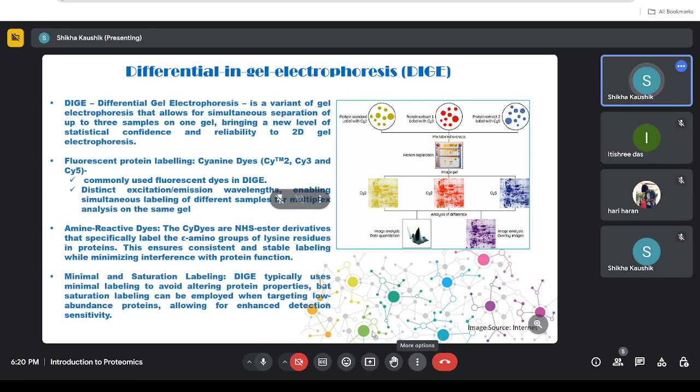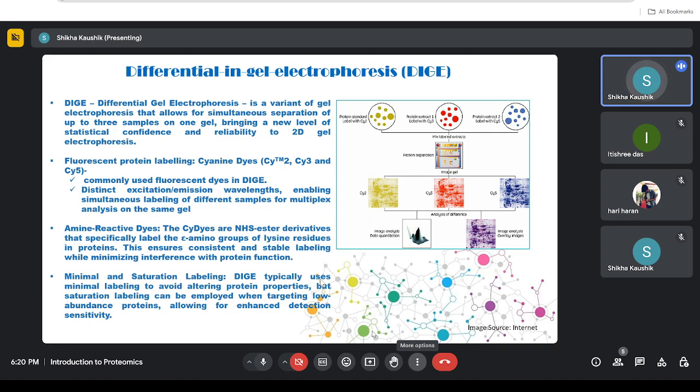But right now I'm just talking about the different dyes and different things that are used in DIGE. So the next one is the amine reactive dye. These are the cyanine dyes that are NHS ester derivatives, and they specifically label the epsilon amino group of the lysine residue in the protein. So this ensures consistency and stable labeling while minimizing any kind of interference.